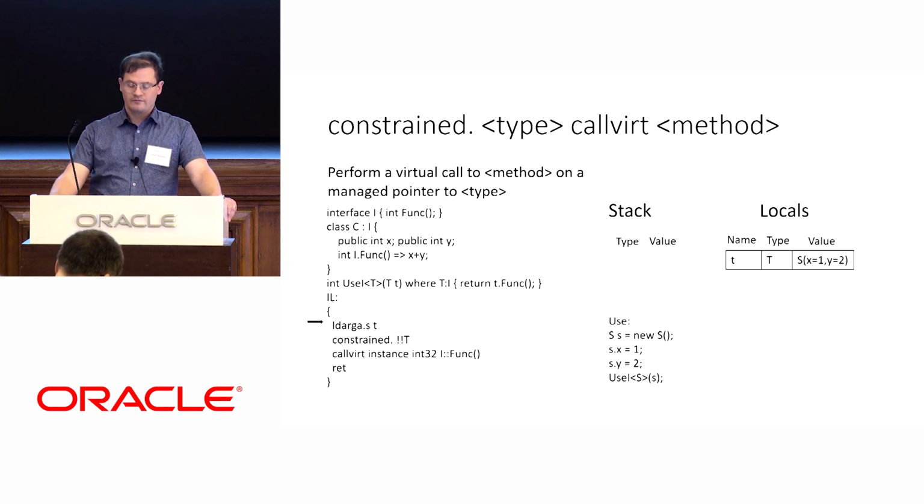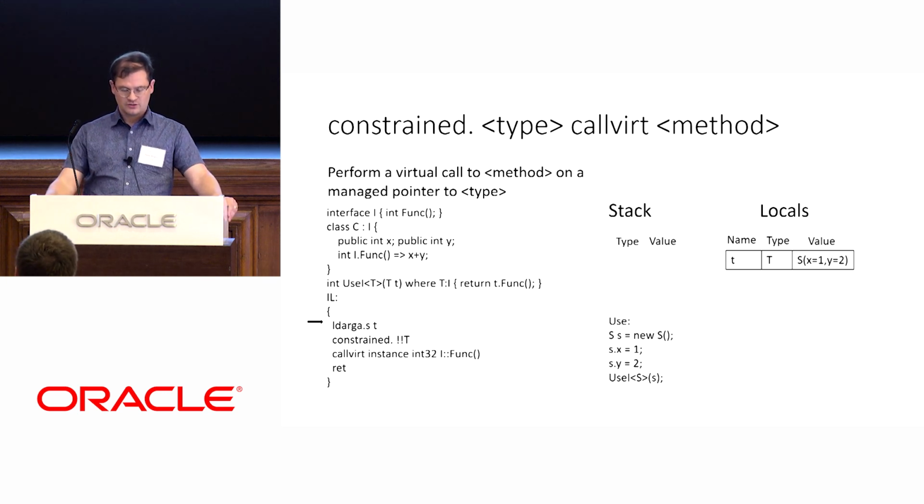So here we have an interface I, which implements some function. We have a class C, which implements the interface. And of course, there's the implementation. We have some IL of use I of t, which simply will call the function as a generic type variable. And then to the right here, I meant to do this with a struct s. So imagine replacing class C on the right with struct s.